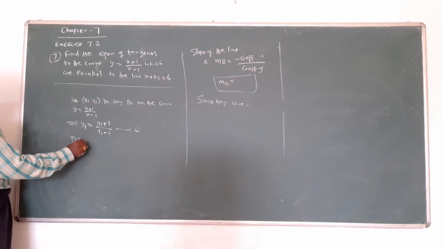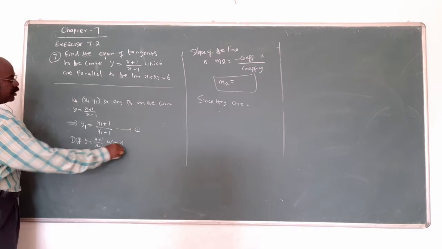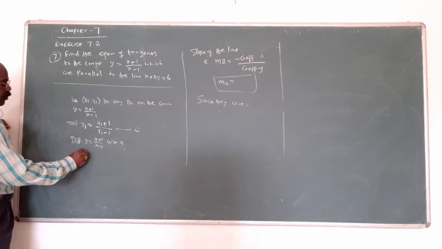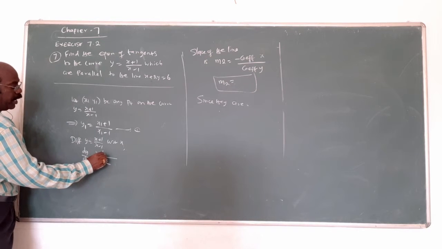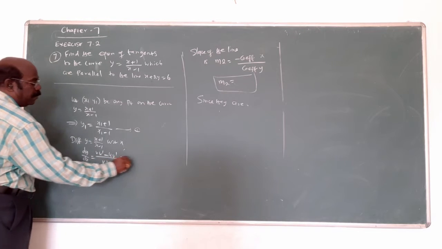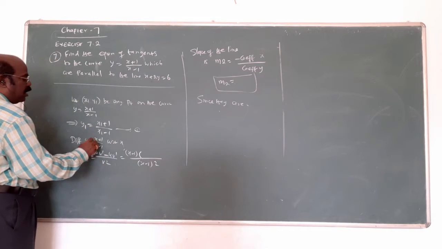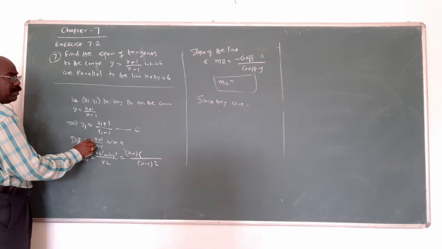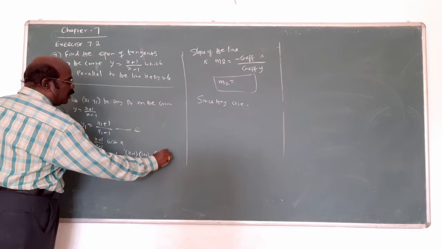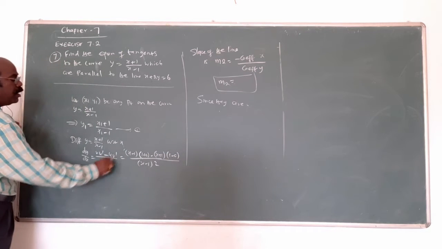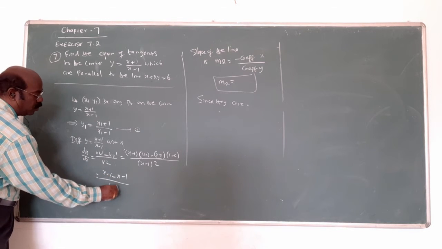The same thing: differentiate y equal to x plus 1 by x minus 1 with respect to x. It is in the form u by v. What's the formula? dy by dx equal to denominator into u dash minus u into v dash, divided by denominator whole square. Derivative of x plus 1 is 1 plus 0, and derivative of x minus 1 is 1 minus 0. So x minus 1 minus x minus 1, over x minus 1 whole square. Okay?